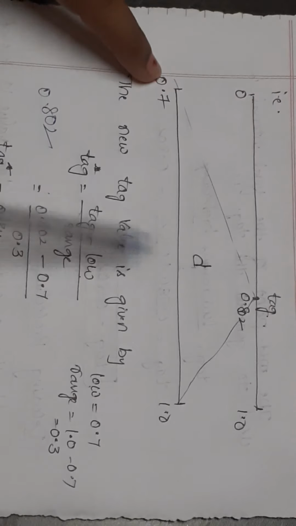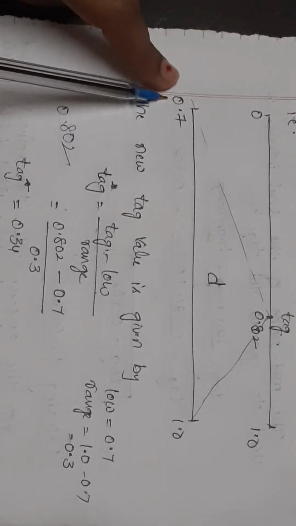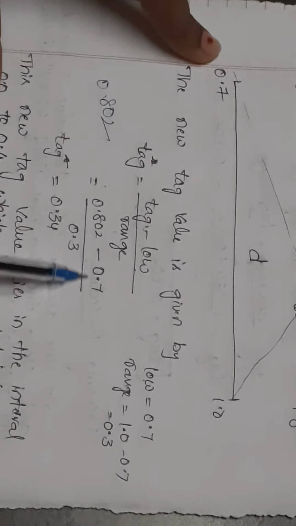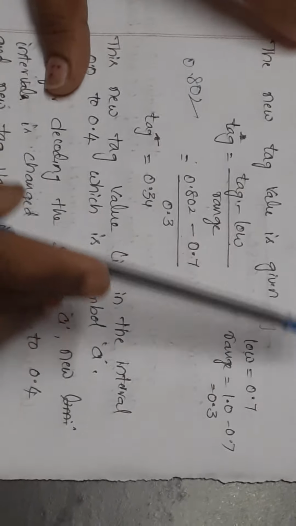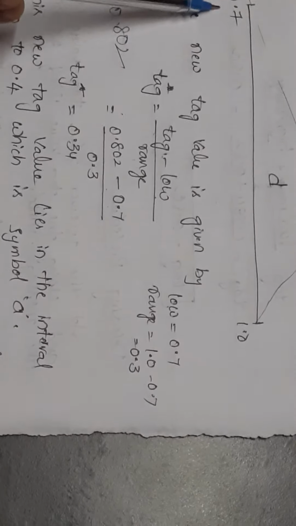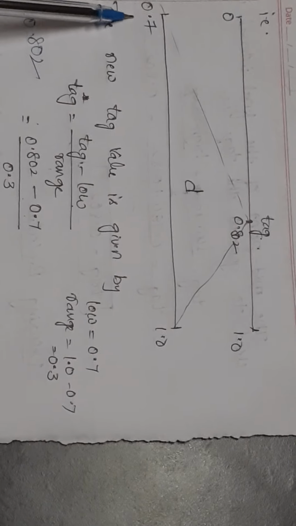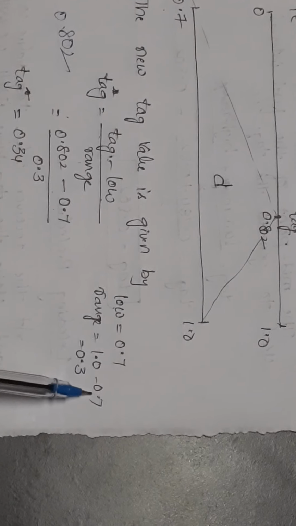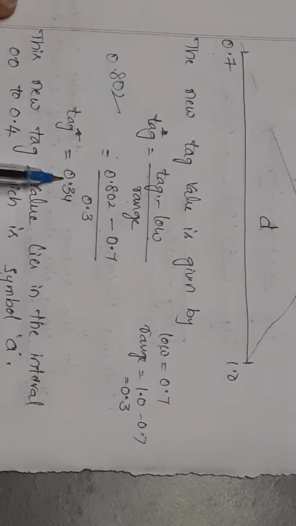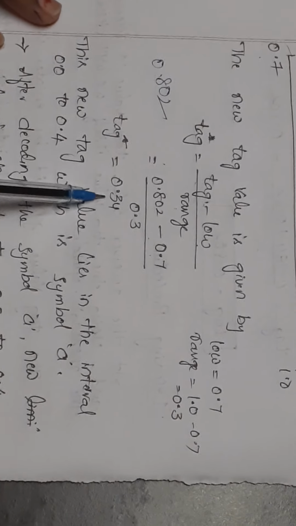So within this interval the low value is 0.7. So low value I have taken as 0.7. After that the range is nothing but the difference between 1 and 0.7. So 1 minus 0.7, that is 0.3. So substitute the range value. After this I got one more new tag value, that is 0.34.